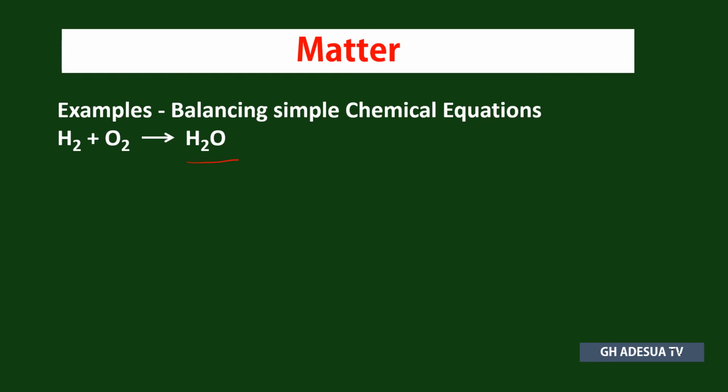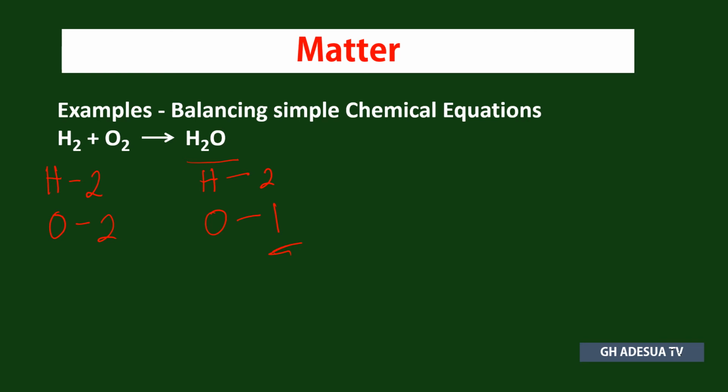So now let's look at the left one. How many hydrogens do we have? We have 2. How many oxygens do we have? We have 2. Right hand side, how many hydrogens do we have? We have 2. How many oxygens do we have? We have 1. So you realize that on the right hand side there's a shortage of 1 oxygen. So how do you go about this?